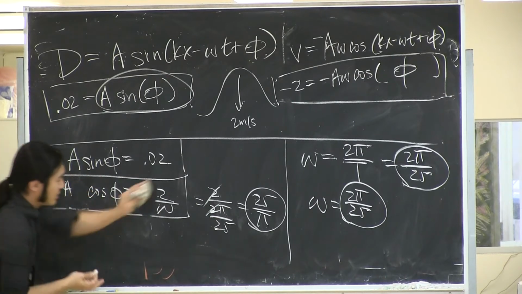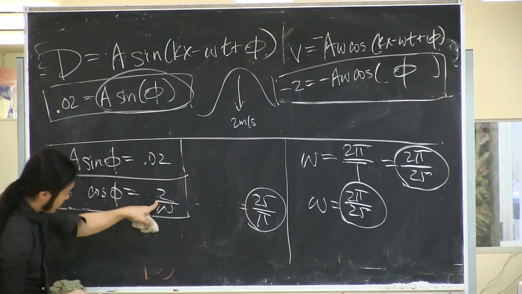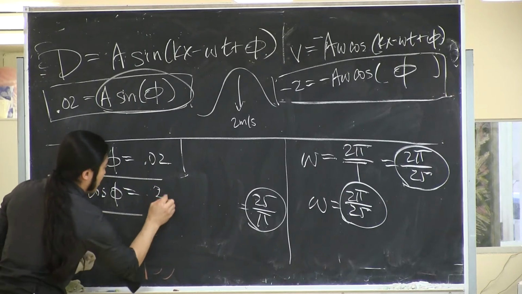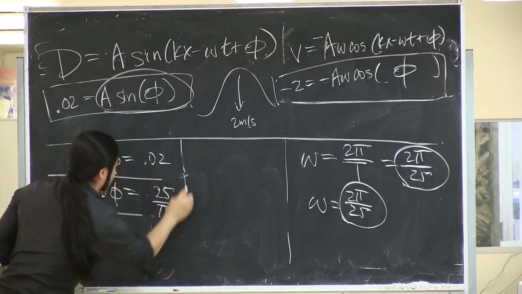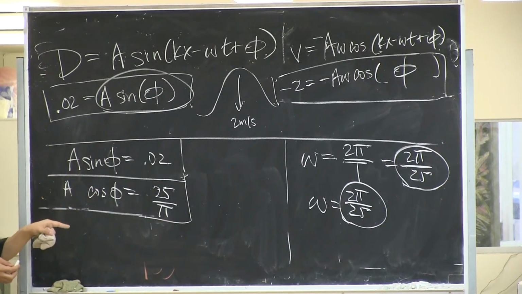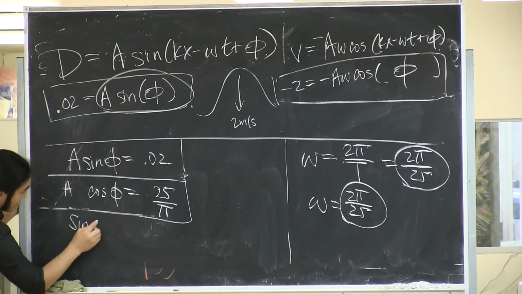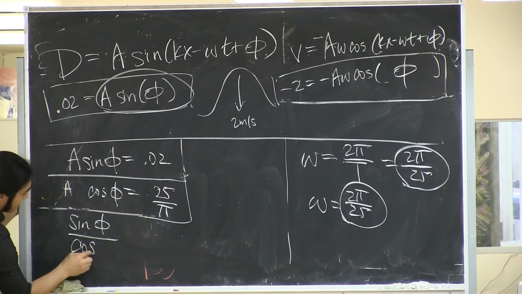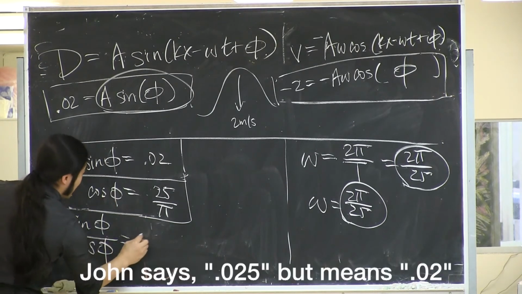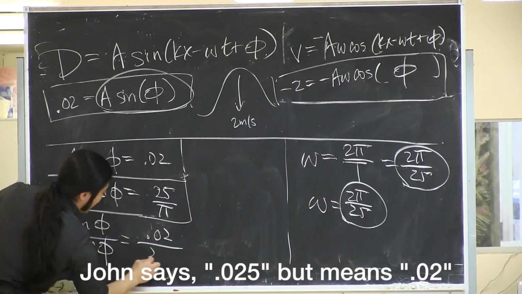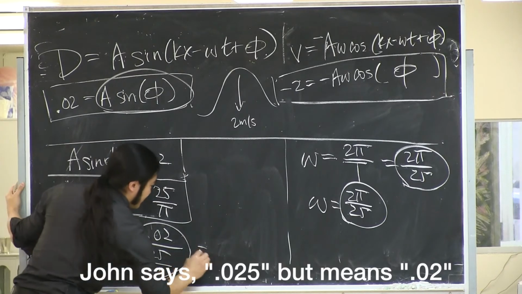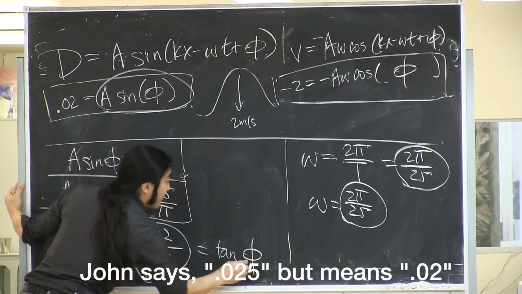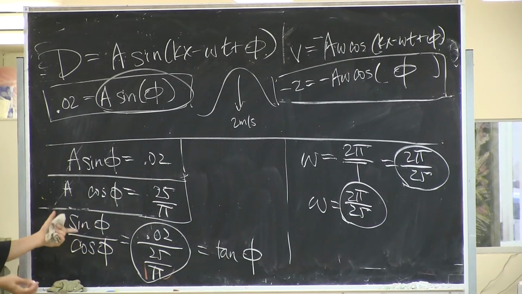So we have this set up. I'm going to clean this up and rewrite this guy as a solid number, 25 over pi. And you know what to do from here. We divide out, these guys will cancel out, and we get sine of phi over cosine of phi, which you know is tangent, going to be 0.025 over 25 over pi. And this we can crunch through a calculator to find phi.